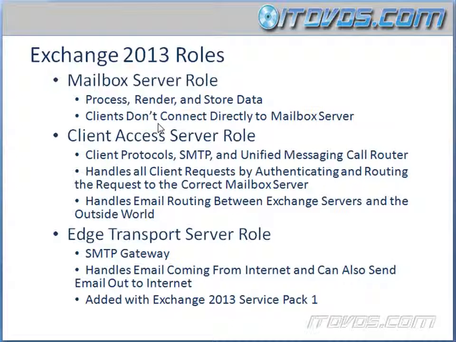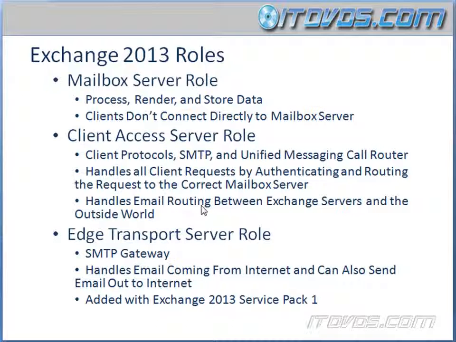Now, clients like Outlook, for example, don't actually connect directly to the mailbox server. They connect to the client access server. What the client access server does is it has protocols, SMTP, unified messaging call routing, and it connects to the mailbox server for the client. So the client, like Outlook, connects to the client access server, then the client access server sees that request, connects to the appropriate mailbox server to normally retrieve the emails that are stored on the mailbox server. So the client access server handles all client requests by authenticating and routing the request to the correct mailbox server.